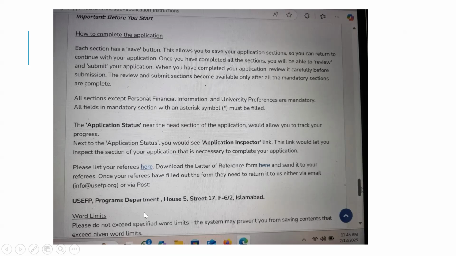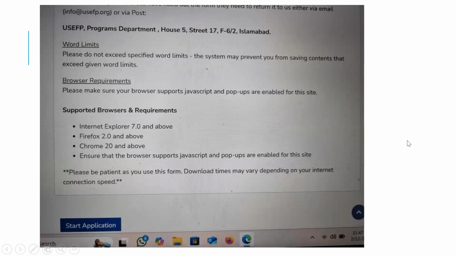All right, so this is the address of USEFP, and let's see what they're saying about the word limits. All right, so please do not exceed specified word limits. The system may prevent you from saving content that exceeds given word limits. Browser requirements, you can use any of these browsers. And lastly, the instruction is please be patient. As you use this form, download times may vary depending on your internet connection speed.